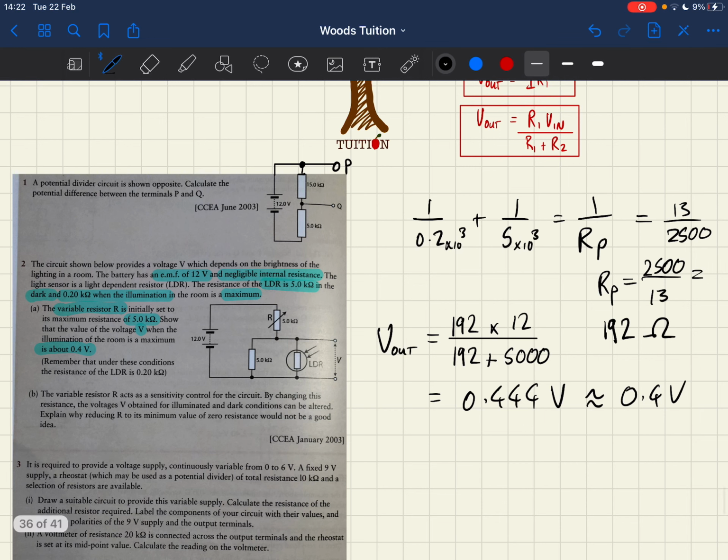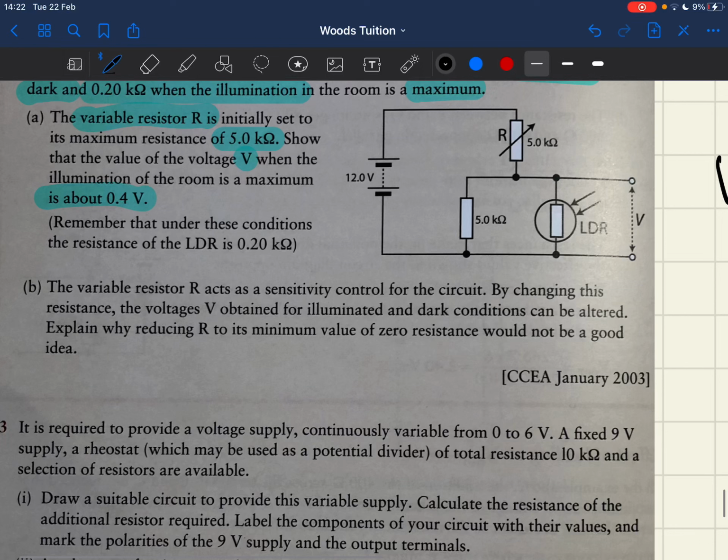Then we're asked, the variable resistor acts as a sensitivity control for the circuit. By changing this resistance, the voltages obtained for illuminated and dark conditions can be altered. Explain why reducing R to its minimum value of zero resistance would not be a good idea. The level of detail you go into here would completely depend on how many marks are given for the question. The best answer you can give is using numerical figures.